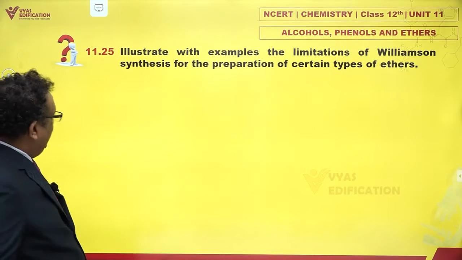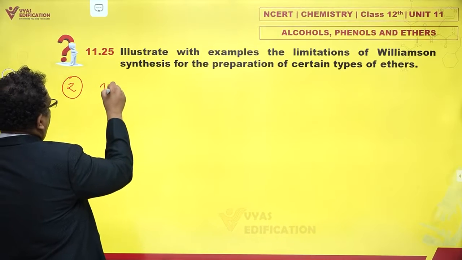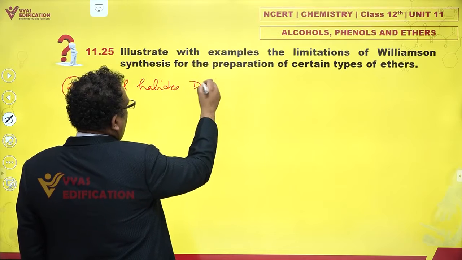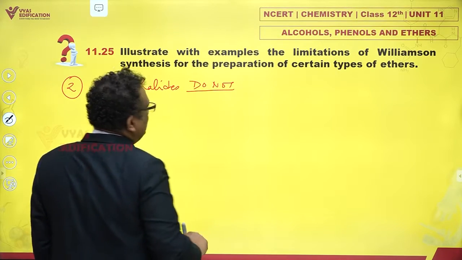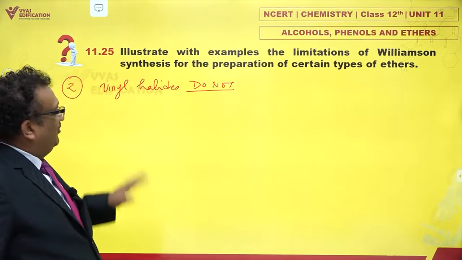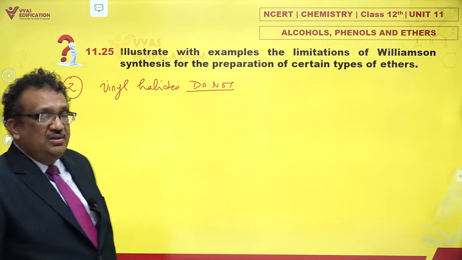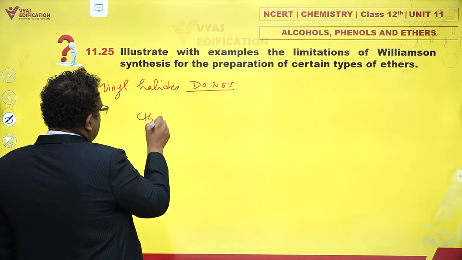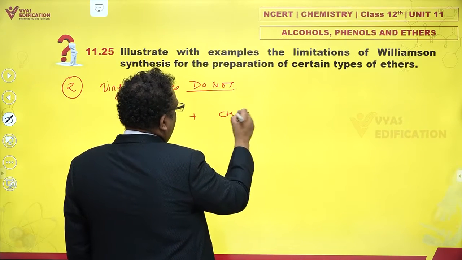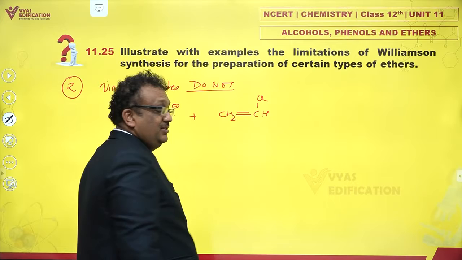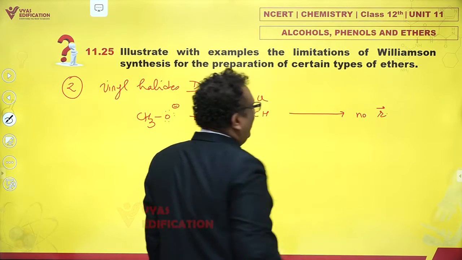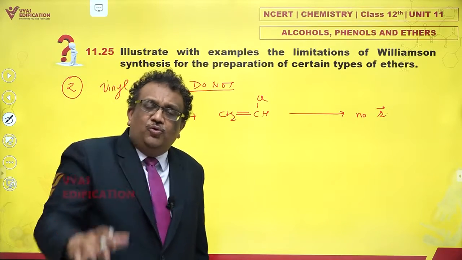Is there a second limitation? Yes. Vinyl halides do not give Williamson's synthesis. I have a limitation of space, so I'm not writing down the full sentences. But vinyl halides do not give Williamson's synthesis. What does that mean? It means that if I have CH3O minus and if I have CH2=CHCl like this, and if I try to react them, actually nothing happens. There is no reaction. They just don't react. Why?